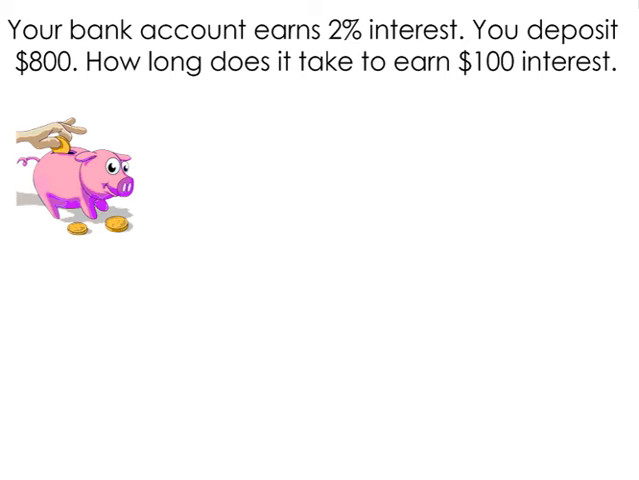Okay, next one, you earn 2% interest in a bank account. You deposit 800, and this time we're trying to find the length of time to earn $100 in interest. So just like always, start with your equation. I equals principal times rate times time.